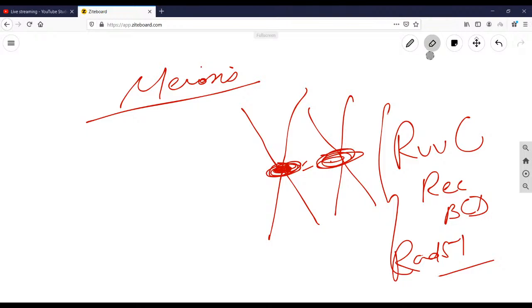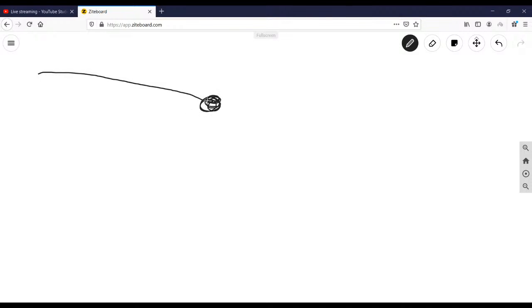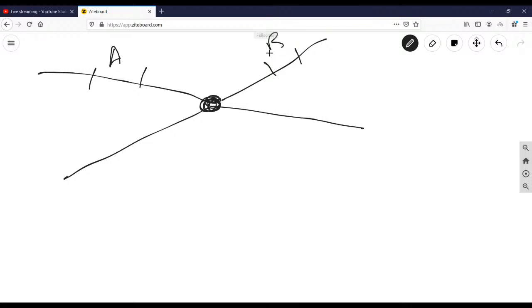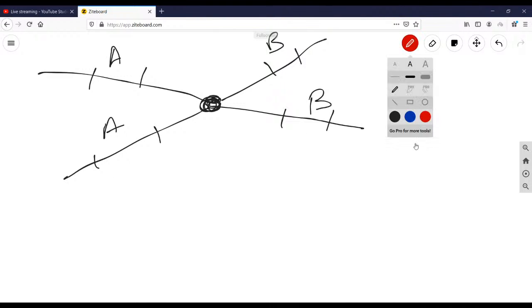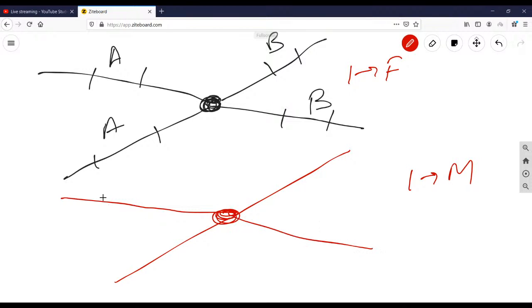The crossing over that I had shown you in some previous classes, I'll draw it again for you. Suppose we have a chromosome from the father's side, and suppose this contains A, B. This one is the homologous chromosome from the mother's side, same chromosome number. Suppose this is chromosome number 1 from father, and this is 1 from mother. Now A, B, A, B.